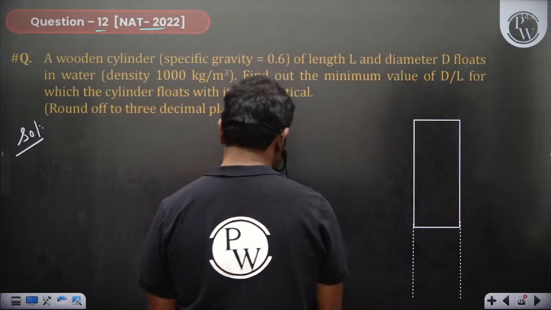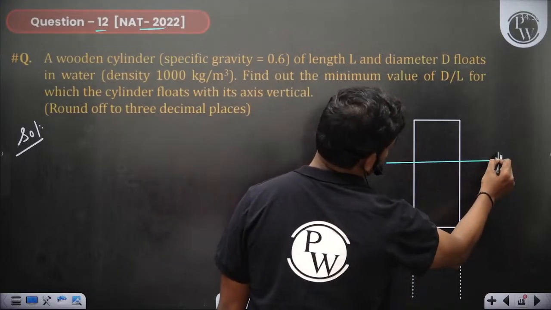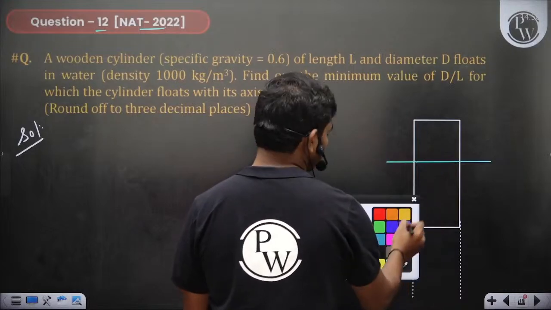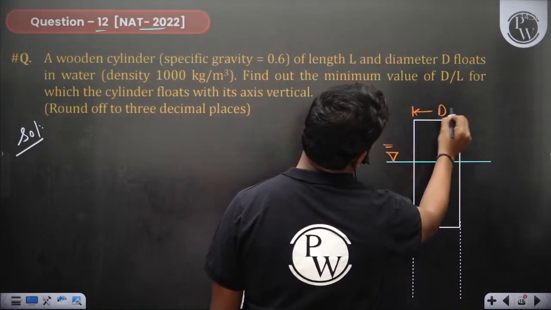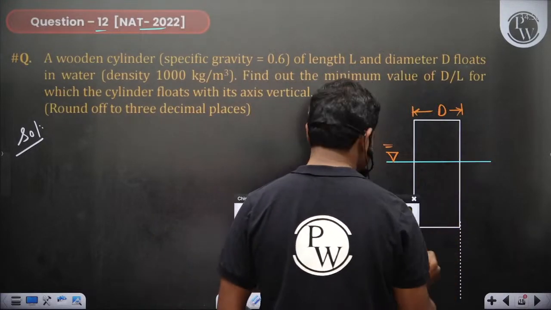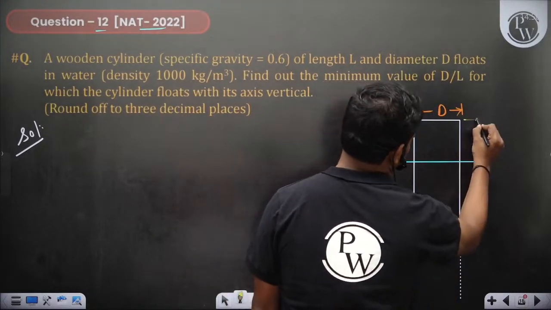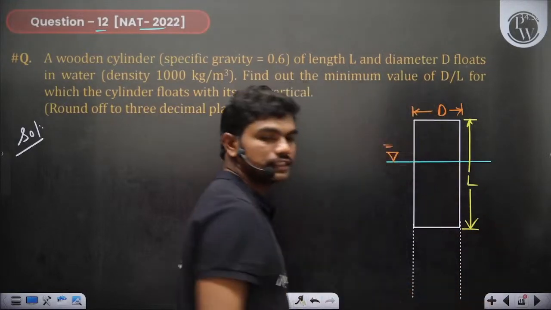It's a wooden cylinder, and let's say it's floating up to this point, for example. So it is floating about this point, and this is the free surface. Now its diameter is D and this length is L. This length is L actually.